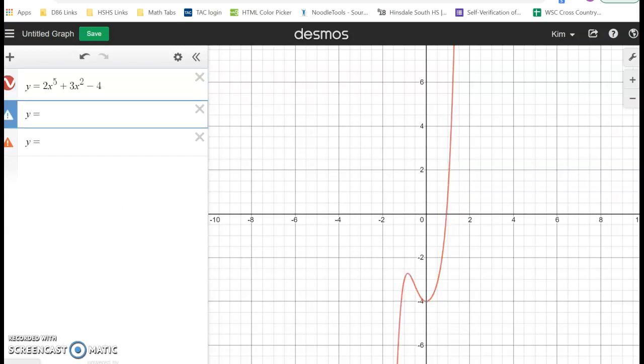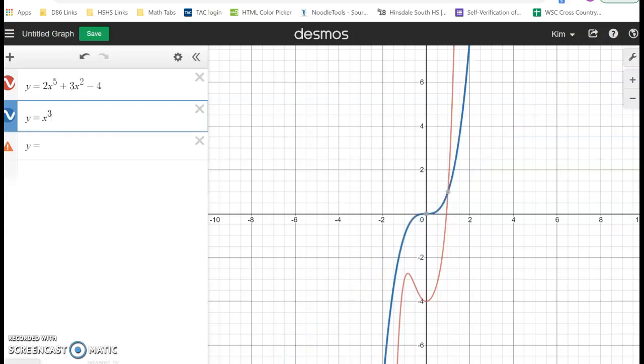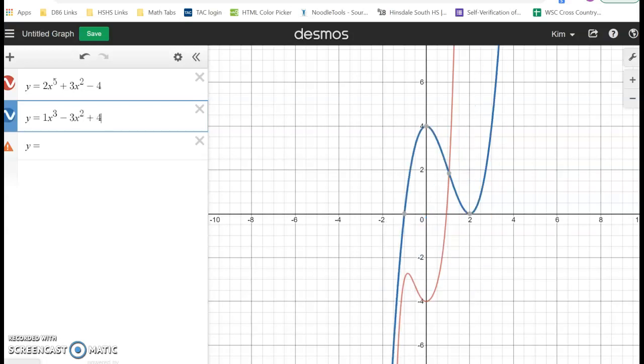Okay, let's see if I do another odd degree. So let's do x cubed. That's odd. Positive lead coefficient, right? So I'm making it positive 1 as the lead coefficient here. Minus 3x squared plus 4. Okay, so same thing. I'm noticing I've got another U. It's got 2 turns again. That's kind of cool. And it looks like the right side goes up and the left side goes down.